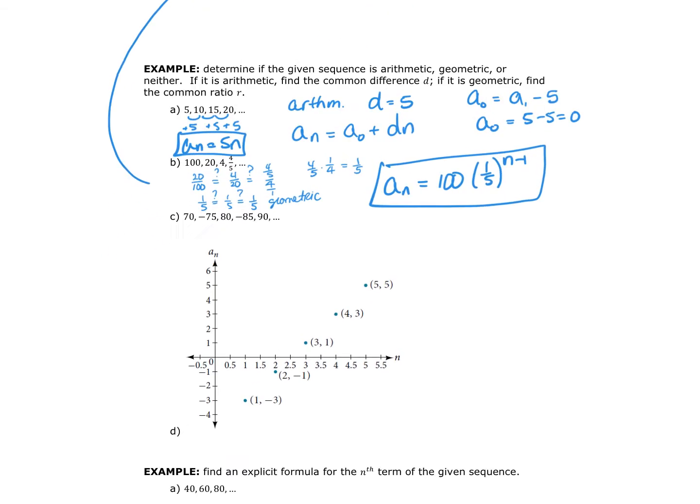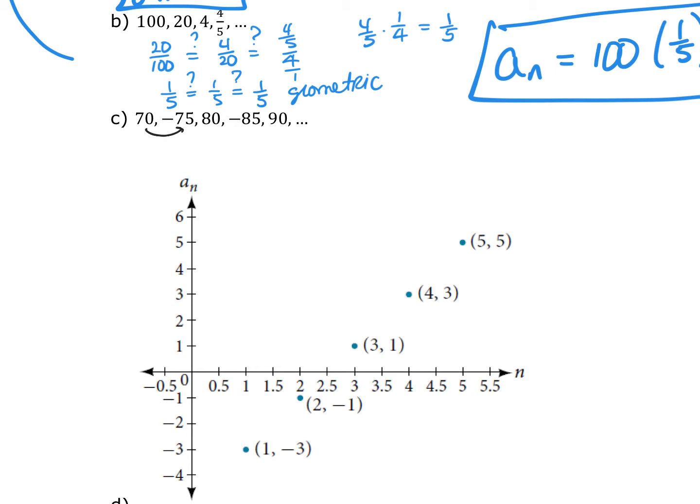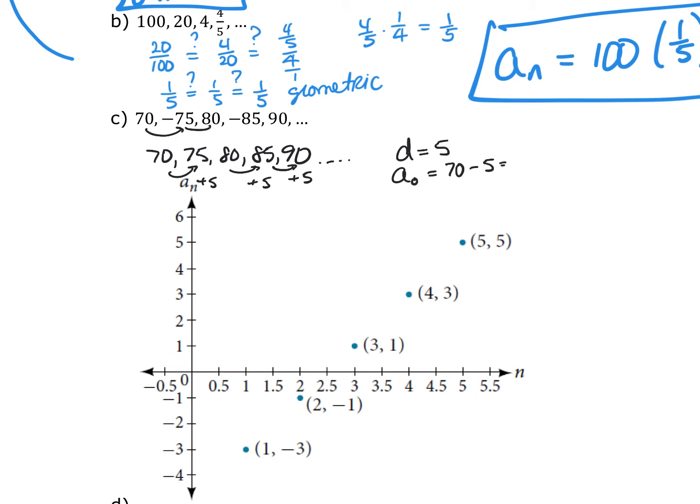Okay, let's take a look at my next example here. On my next example, I have 70, negative 75, and then 80. So I'm going to ignore the alternating part because I see that it's alternating. So I'm going to have a negative 1 as part of my alternating sequence. If I just have 70, 75, 80, 85, 90, I can see that I'm going up 5 each time. So plus 5, plus 5, plus 5. That means my d is 5. My a sub naught would be 70 minus 5, which is 65.